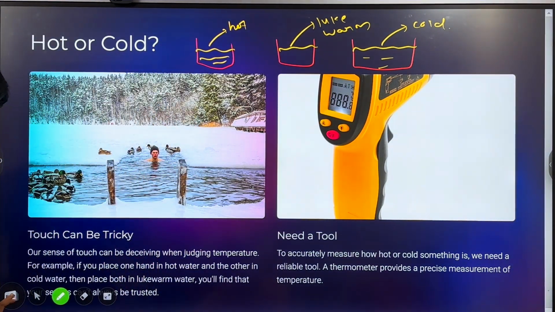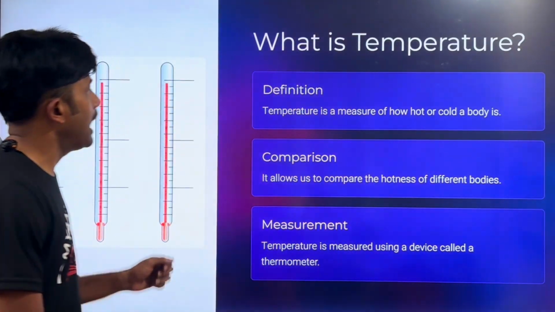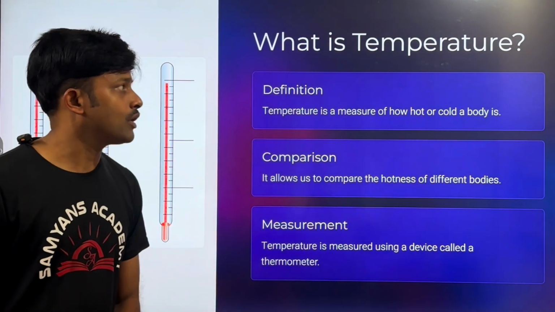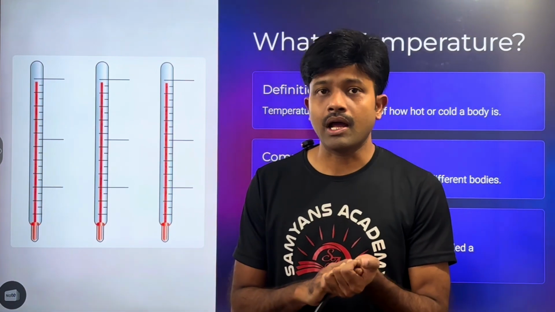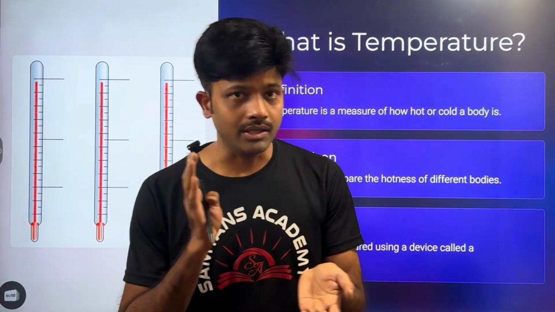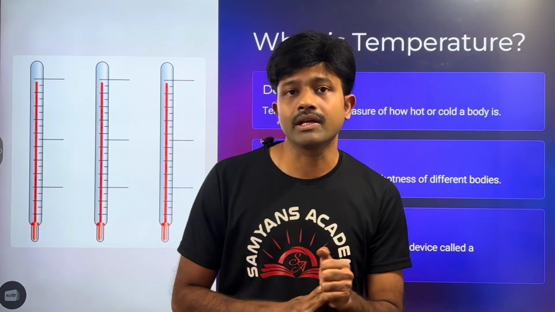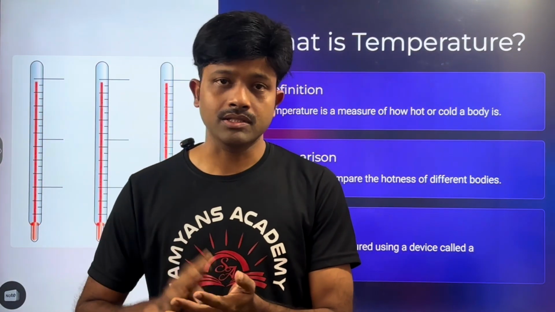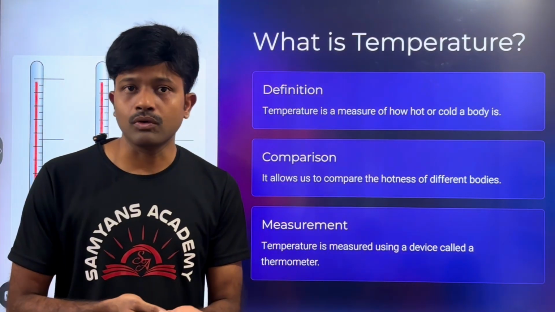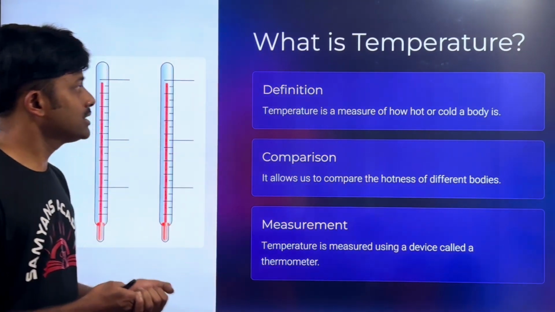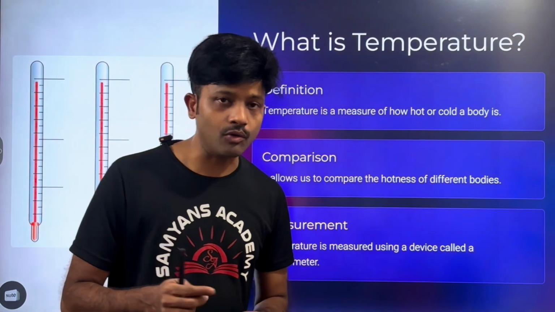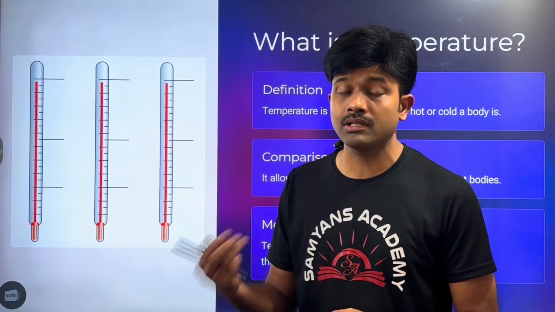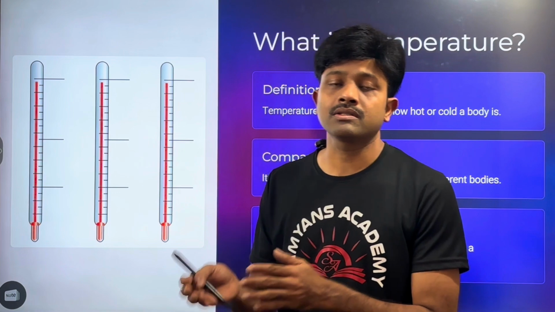Now, going to the thermometer, we need to know what temperature is and how to define it. Temperature is a measure of how hot or cold a body is. By touching your hand, can you say how much temperature it has? No, we cannot say, but we can say that the object is hot or cold. By touching, we can say which object is cold and which object is hot. Temperature is a measure of how hot or cold a body is, meaning how much value it has. Suppose it is 38 degrees Celsius or 98 degrees Fahrenheit.